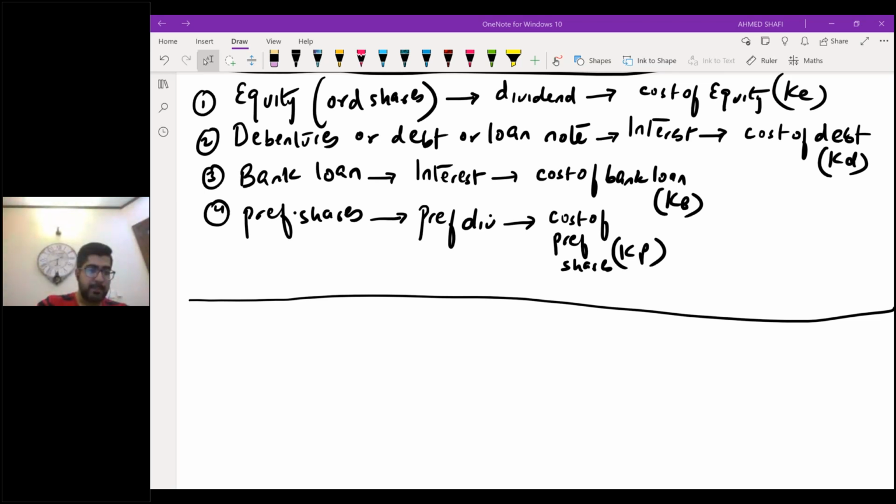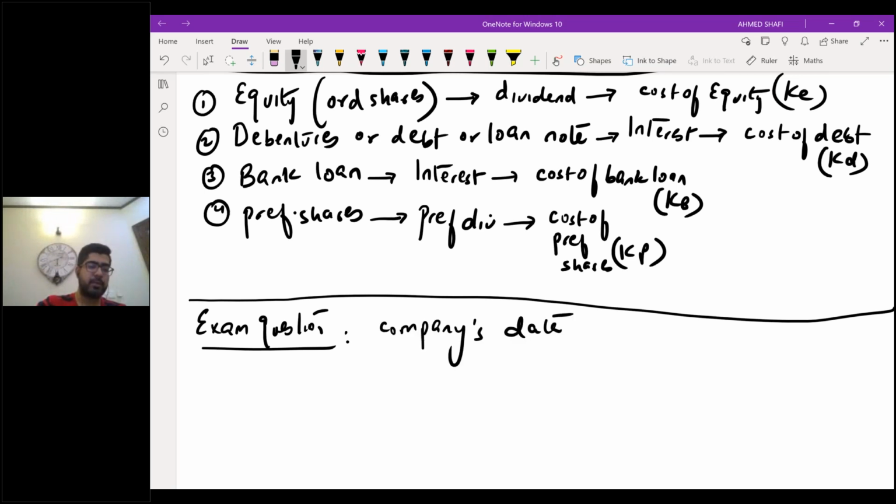Now, the exam question from this topic will give you company's data, and it will always give you a requirement to find WACC. The exam question of this section always comes like this: gives you company's data and asks you to find WACC.